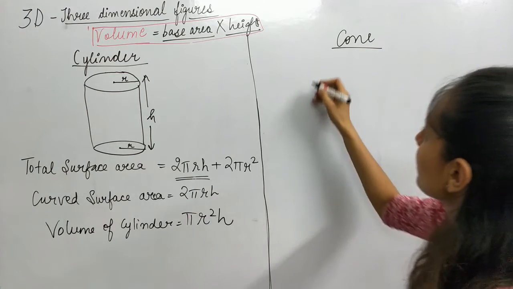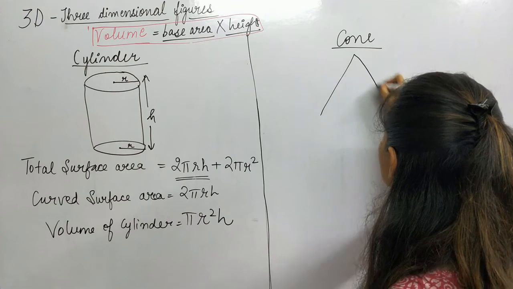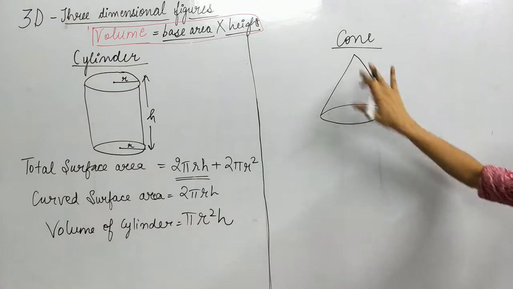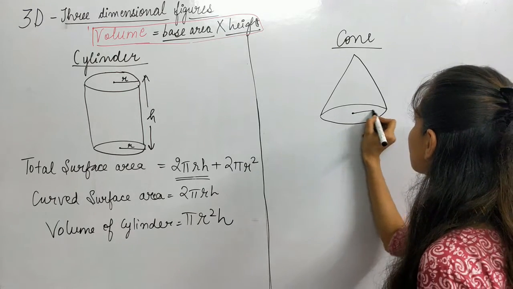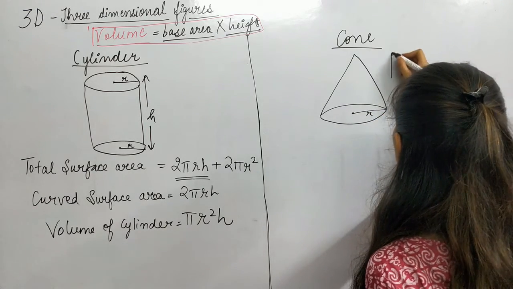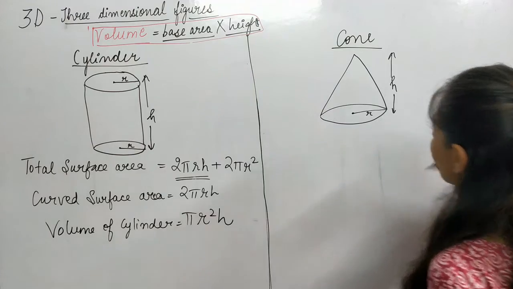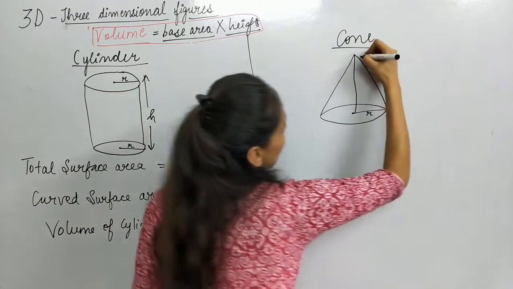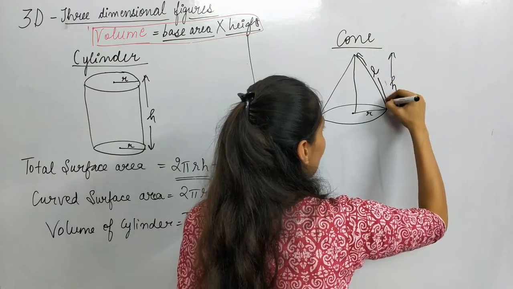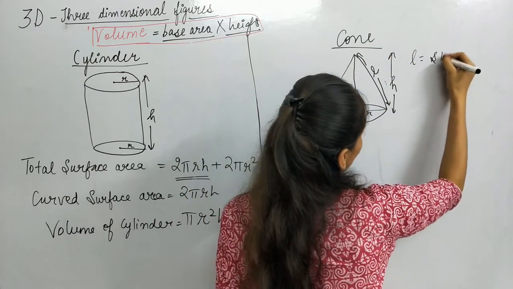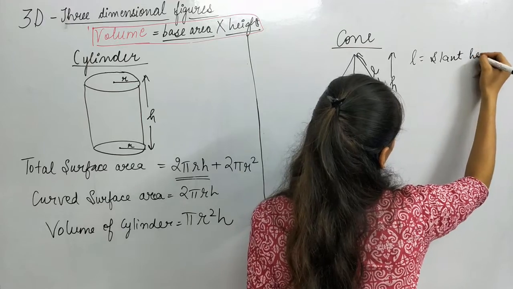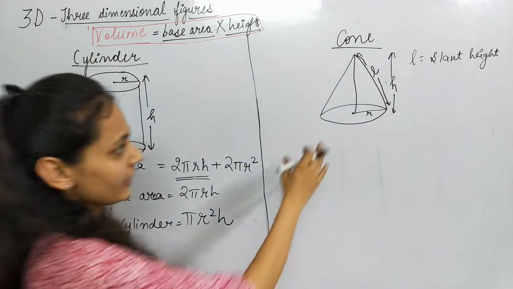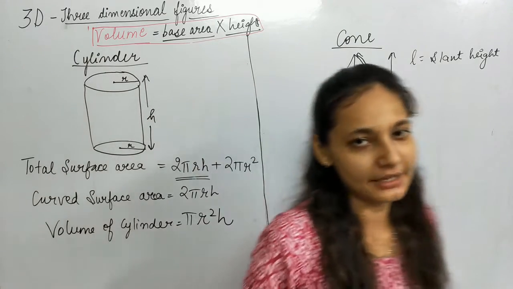Now let us see cone. Cones are the shape of your birthday caps. Okay. So this is the shape of the cone with some radius and height. Okay. In the cone, this is the height of the cone, and this is called L. L is the slant height. In the cone, there is a slant height, radius and height.